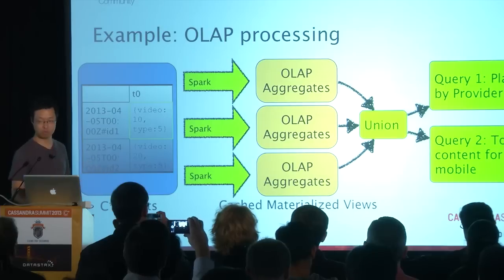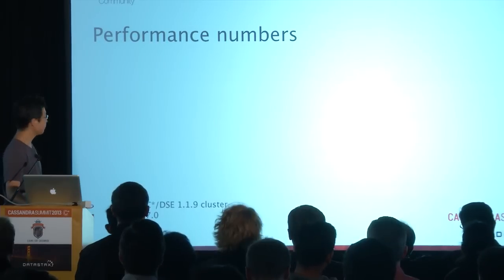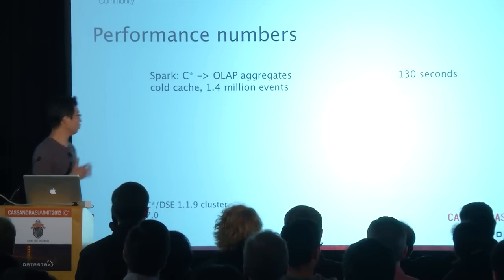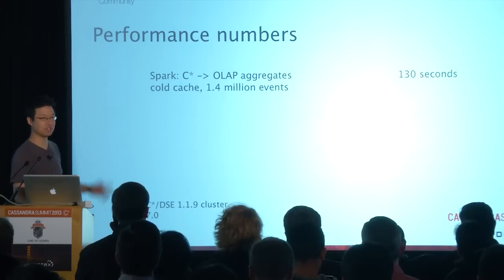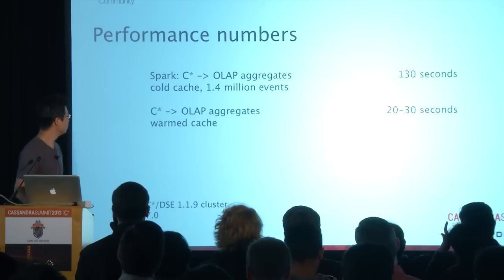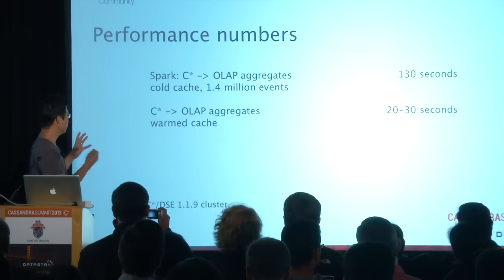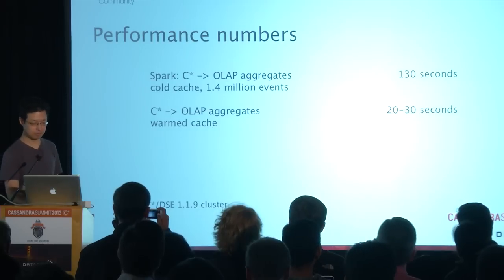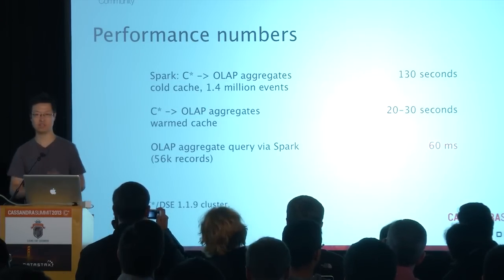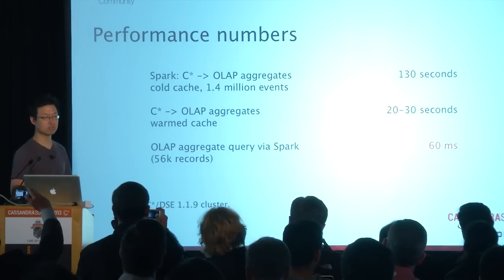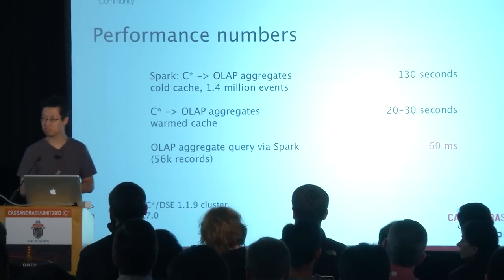The performance numbers that we're able to achieve: for example, reading data out of Cassandra with a cold cache, let's say it takes about 2 minutes. With a warm cache, about 20 to 30 seconds. And then we generate the aggregates in memory. Reading the aggregates in memory takes way less than a second. So you can imagine this opens up a huge number of possibilities.